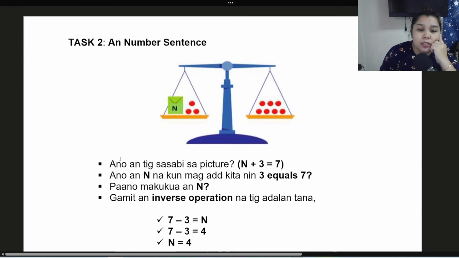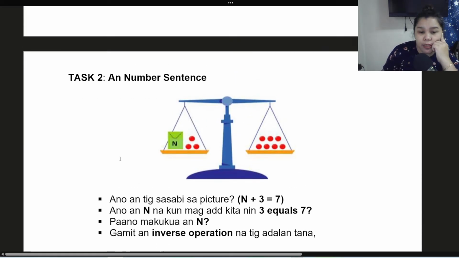And then task 2, ang number sentence. Anong tigsasabi sa picture? So, may n dyan. So, you need to find what is missing para maging pantay. So, nasa loob pa, hulaan mo ilan. So, to give the exact number, you need to write it as a number sentence. So, n plus 3 equals 7.